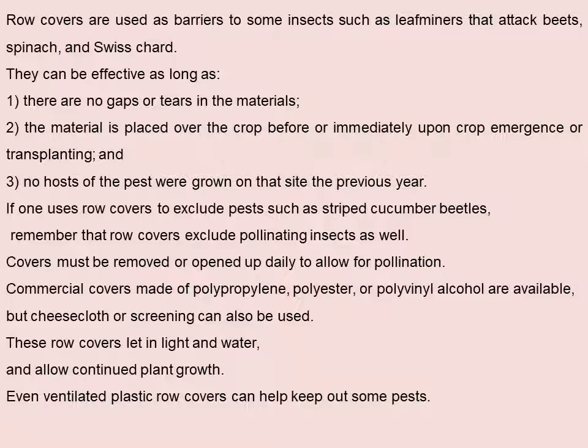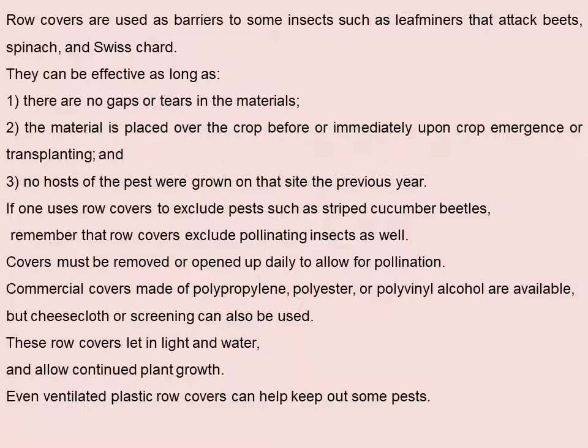If one uses row covers to exclude pests such as the striped cucumber beetles, remember that row covers exclude pollinating insects as well. So this is one thing of great significance: the insects which pollinate, or rather which are beneficial, are also excluded from the area. So if we are using this kind of row cover, we just make sure that the crops are not insect pollinated. Either they could be self pollinated, wind pollinated, or by any other method, but not insect pollination.